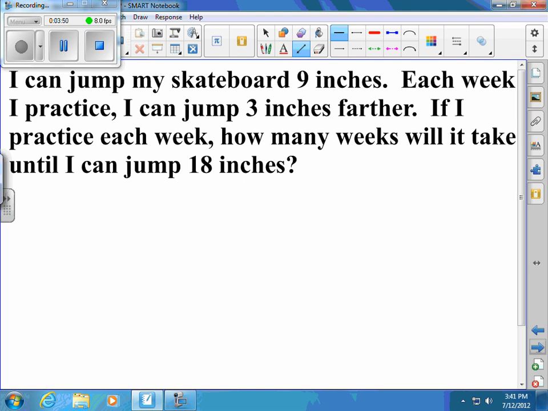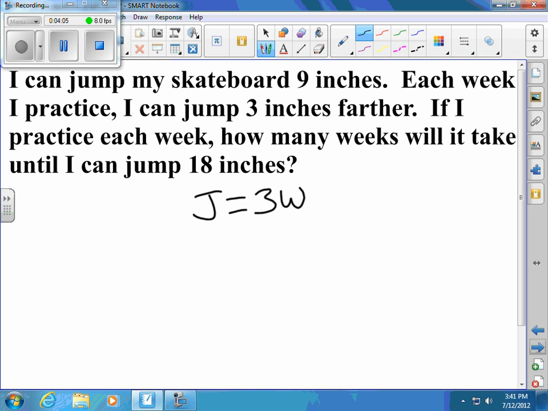So let's change the numbers a little bit and do another one. I can jump 9 inches with no practice, 3 inches further for every week that I practice. So my jump distance is equal to 3 times the number of weeks plus 9 inches without any practice. So to solve this equation for a jump distance of 18 inches, I replace the jump distance with 18.